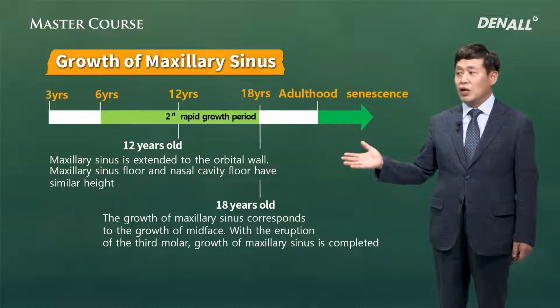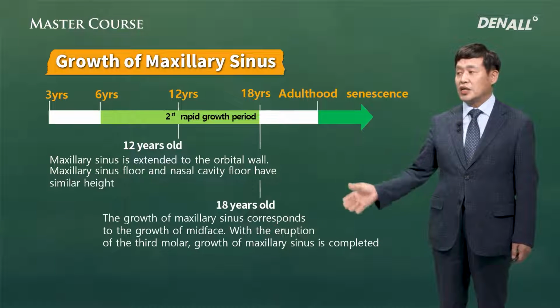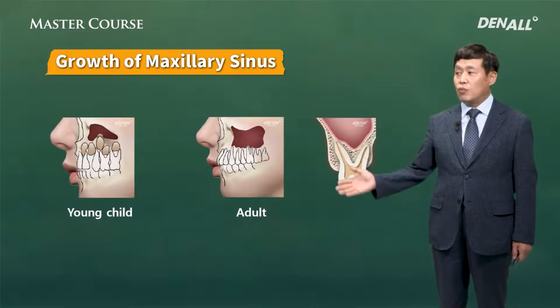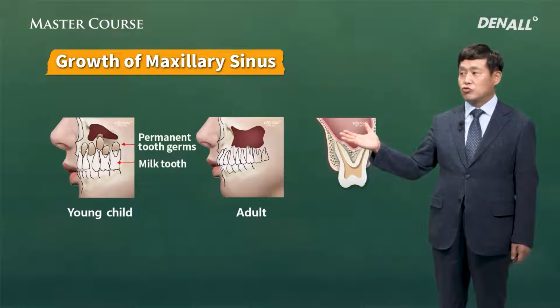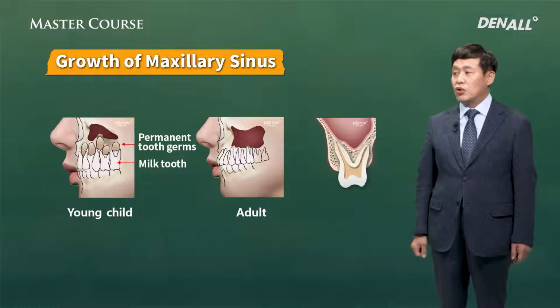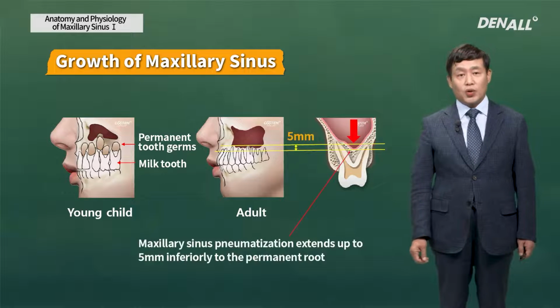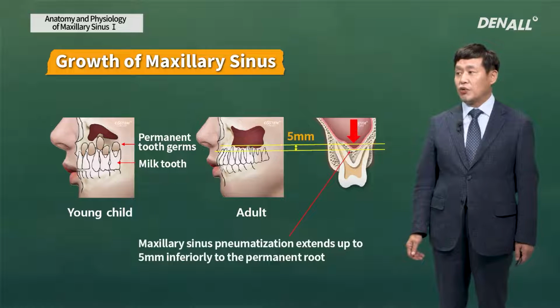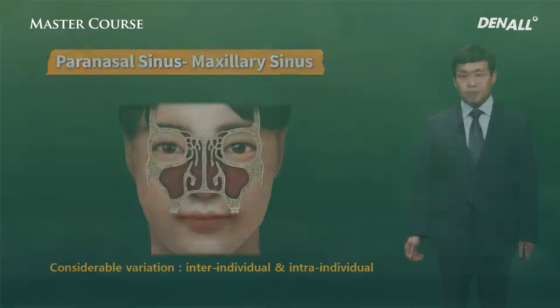The maxillary sinus floor and nasal cavity floor have a similar height. After the growth is finished, in most cases, the permanent teeth come out. The maxillary sinus pneumatization extends up to 5 millimeters inferiorly to the permanent root. So the maxillary sinus expansion, as I said before, corresponds to the growth of the midface, and the growth is completed at around 18 years of age.